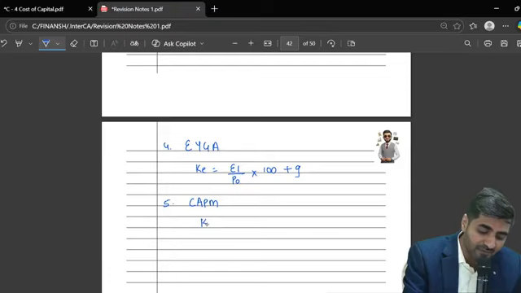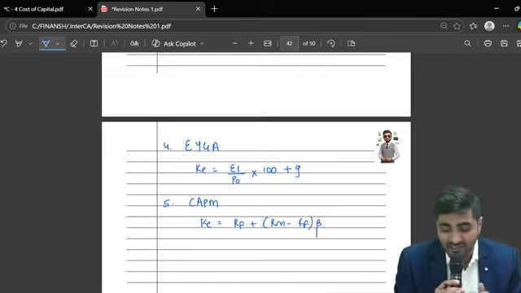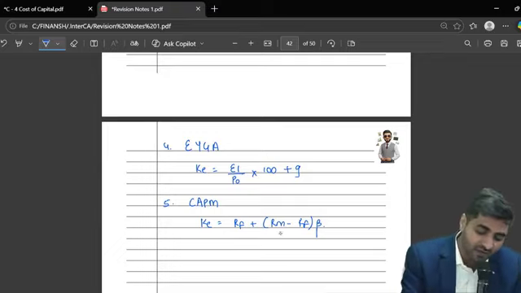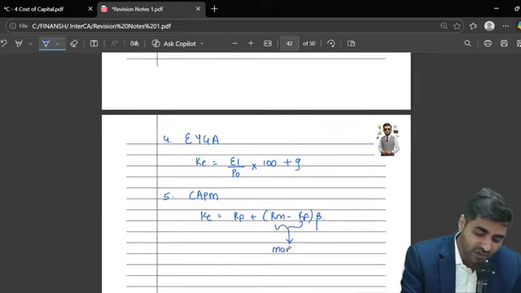Here my KE will be calculated by taking what? RF plus RM minus RF, which I need to multiply by beta. So that's how I'll be calculating my KE. I have to take into consideration the risk-free rate plus RM minus RF. So what is this RM minus RF called? This is called your market risk premium.